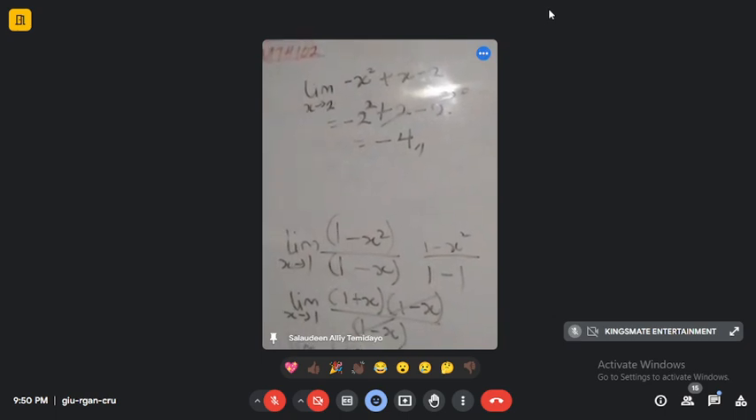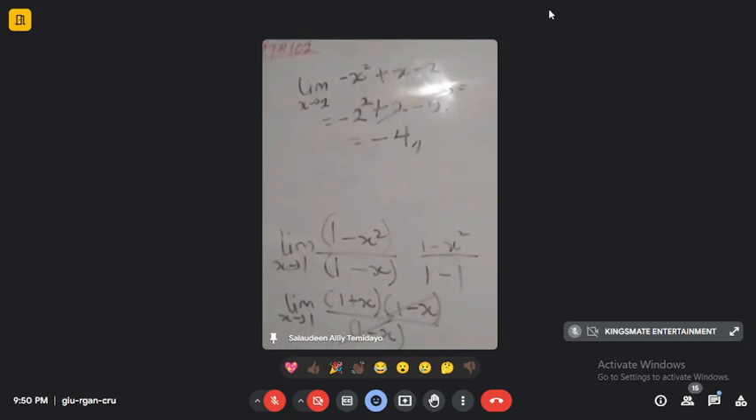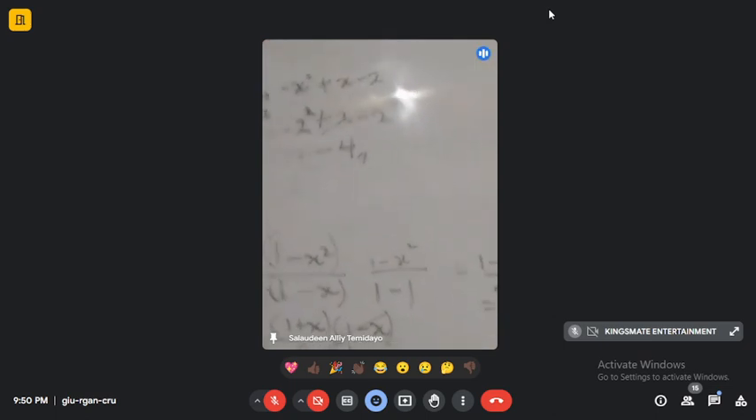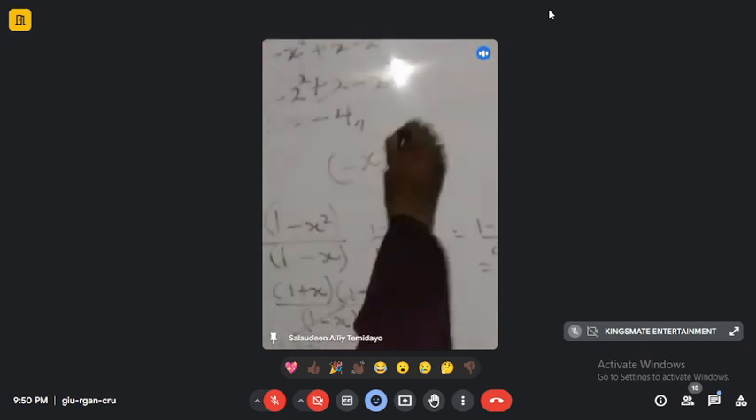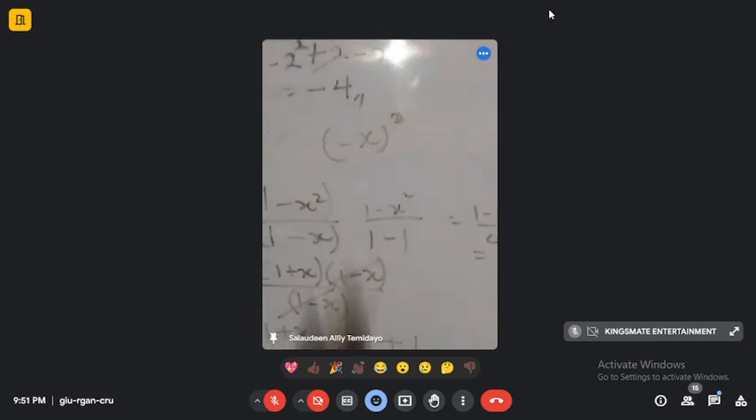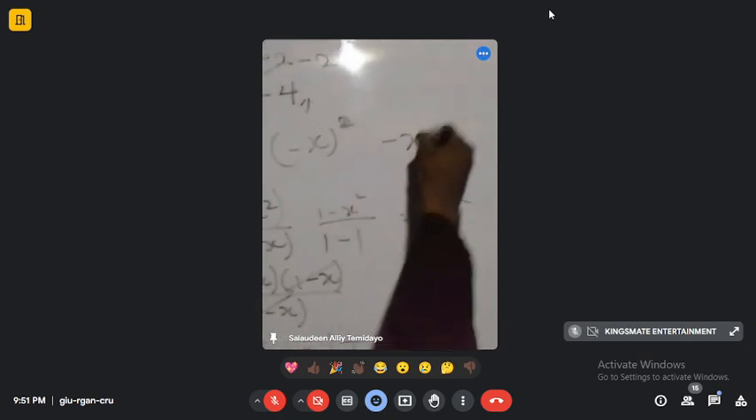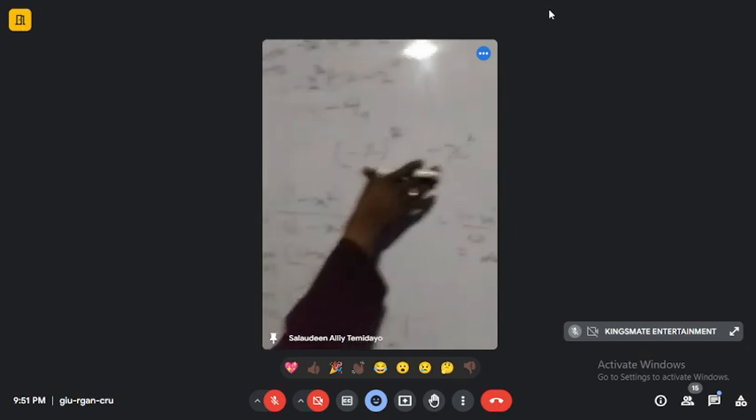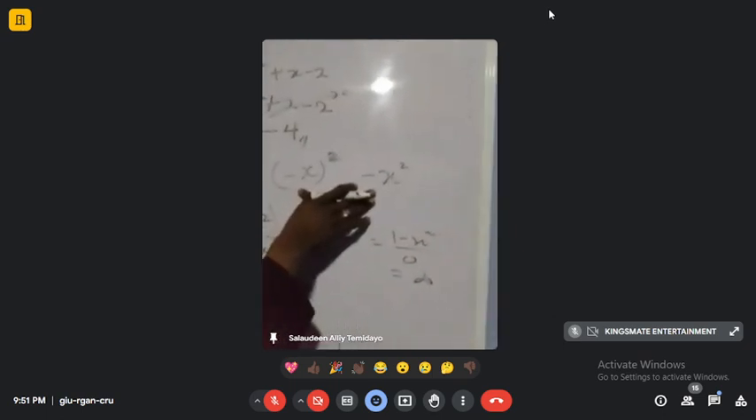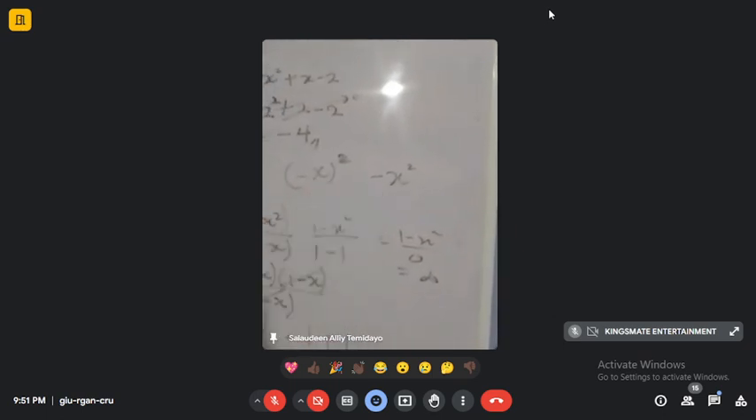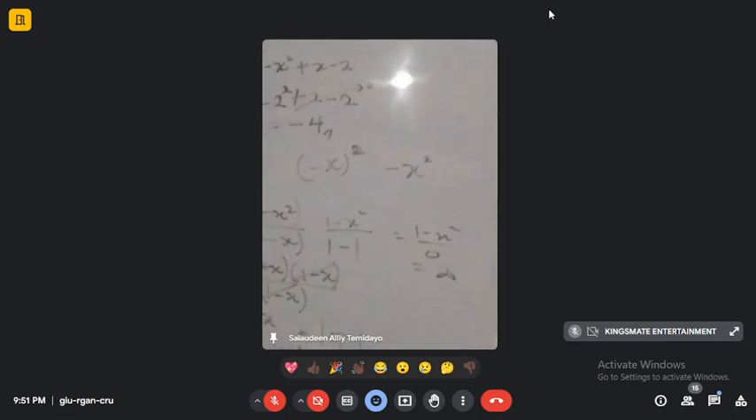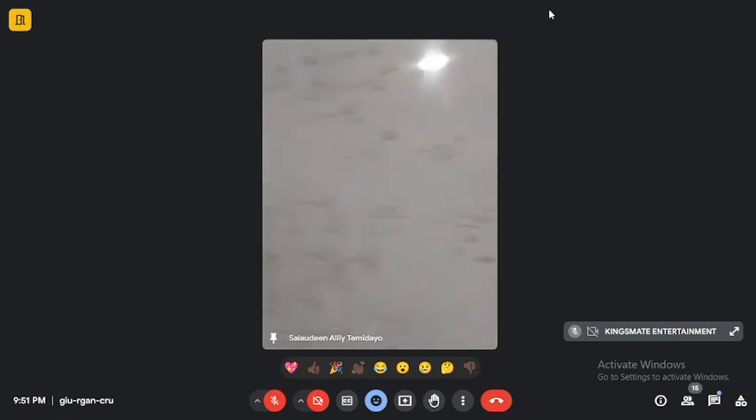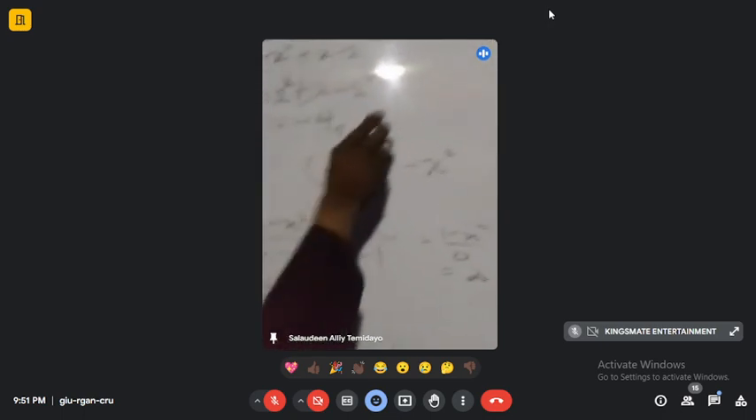I got positive 4. It won't be 4 because the minus is not enclosed in a bracket before squared. This is not what you asked to do. This is what you have to do. Do you know there's a difference between them? Joy, are you with me? What's the difference? For me too, I got positive 4. What's the difference, please? Just remind us. That the negative is not enclosed in a bracket before squared.